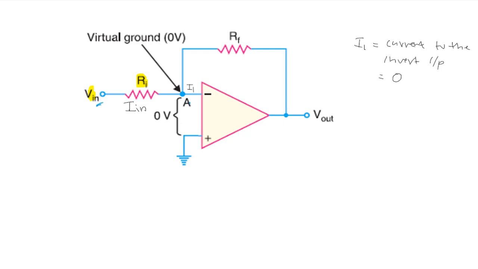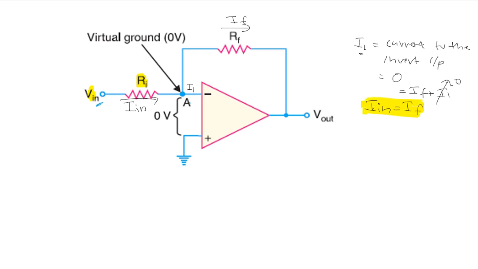Okay, and if I1 is 0, the current through the Ri, I in, I can show the direction like this, will flow through the Rf, that means If. So I in will be equal to IF because I1 is 0. Actually, I in is equal to IF plus I1. But this term is 0. So I in is equal to IF. This is an important equation that we will use after some time.